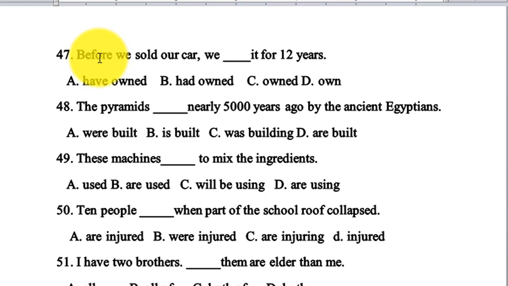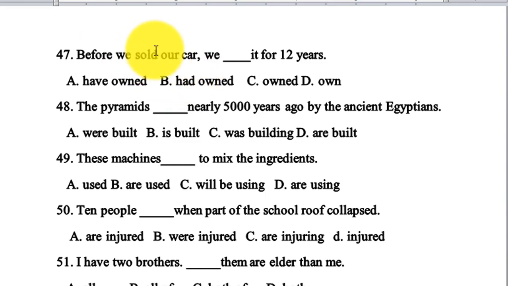The conjunctions are before, after, when, by the time, and we also use adverbs like just, already, yet. Another point: the past perfect tense can answer the questions how much and how many times. So if it says "before we sold our car", that gives us a clue here.